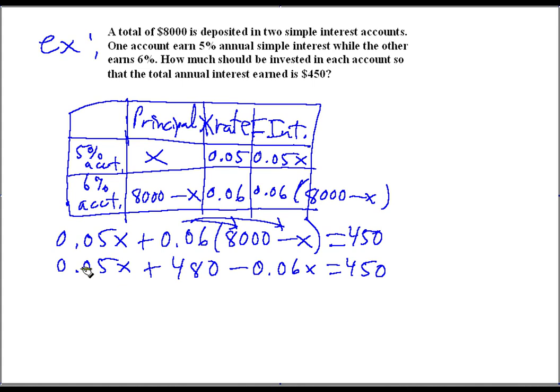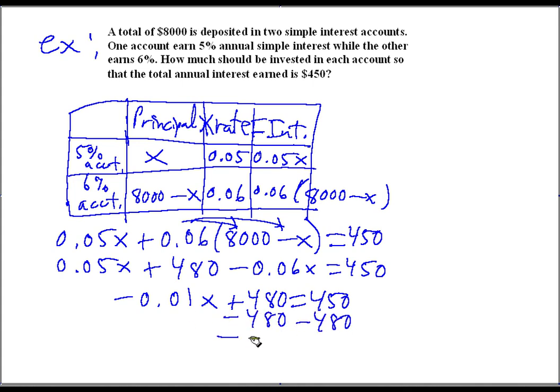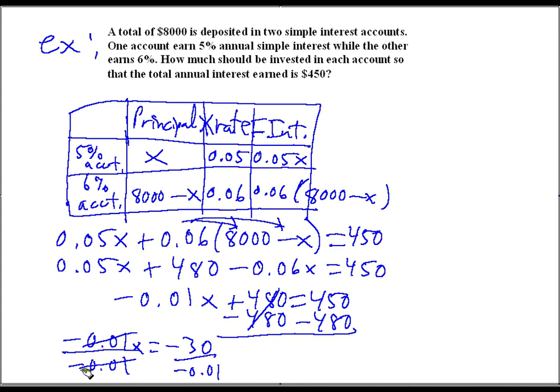Let's go and combine like terms. What is 0.05x minus 0.06x? Well, punch it in the calculator and you get negative 0.01x plus 480 equal to 450. So let's subtract 480 on both sides. Not too bad. Take your time on this equation solving. So negative 0.01x is equal to negative $30. So divide by negative 0.01 on both sides. Therefore we get x is equal to $3,000. Let's see, 30 divided by 0.01, just to confirm it. Yep, $3,000.